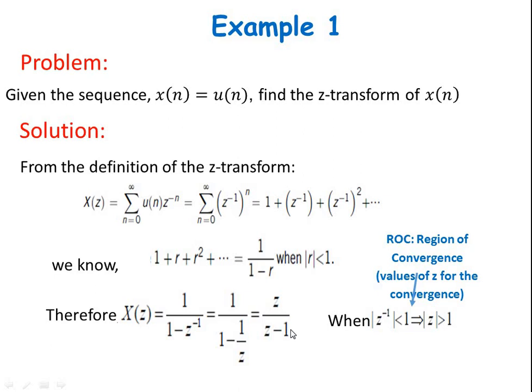Another important thing to keep in mind is finding the value of ROCs. For a causal sequence, the modulus of Z should be greater than the poles. If it is non-causal, the modulus of Z should be lesser than the poles. That's the difference between the ROC values with respect to causal and non-causal sequences.